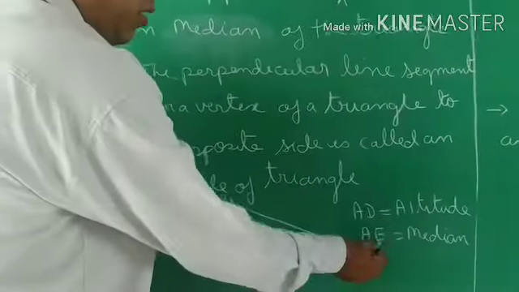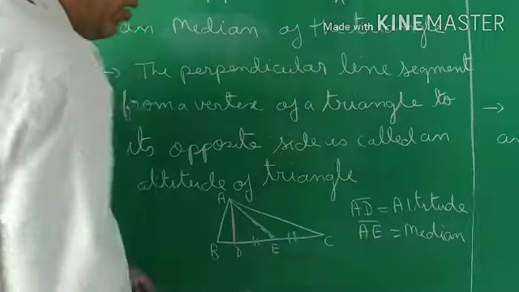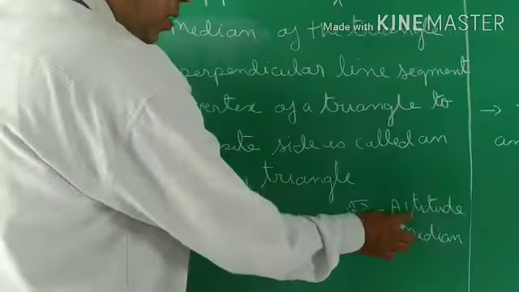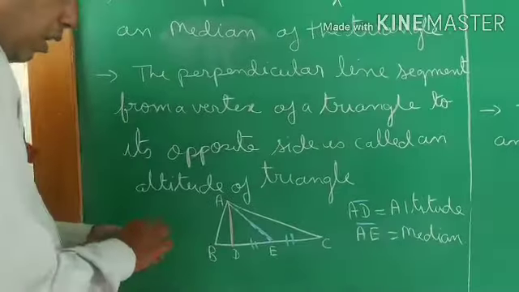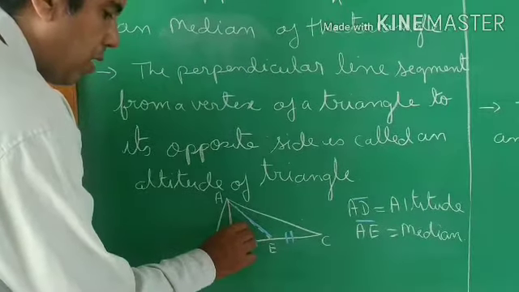So you see I have written here, both are line segments, so AD is an altitude and AE is a median. How is it an altitude? Because this angle is 90 degrees.